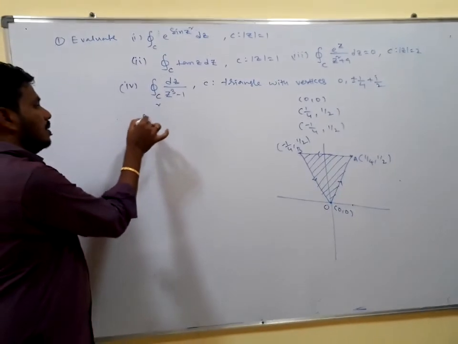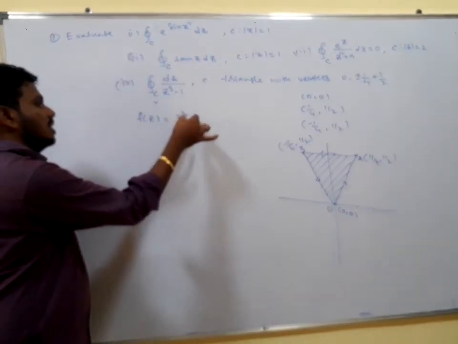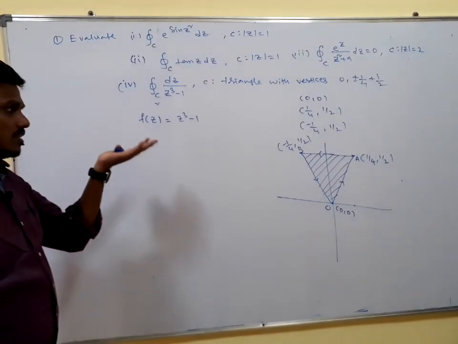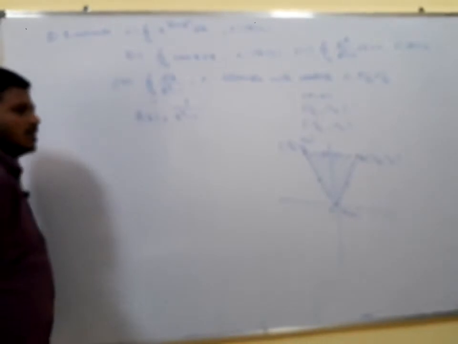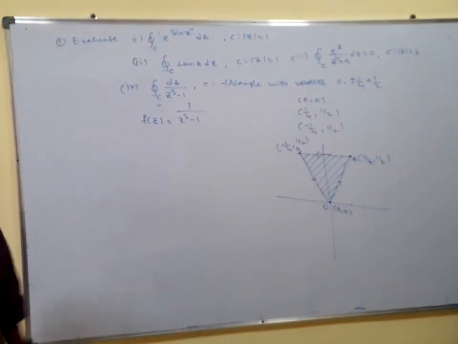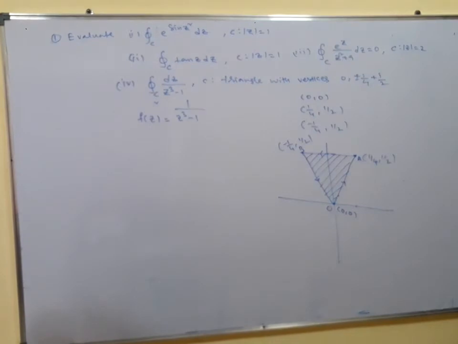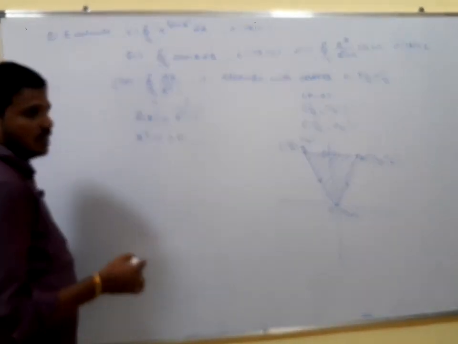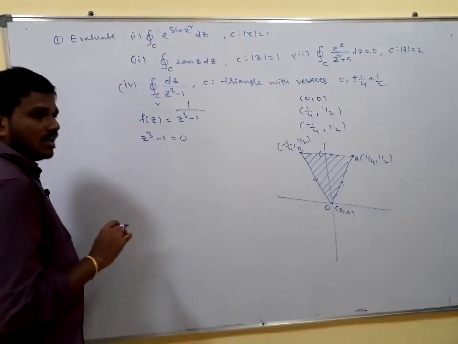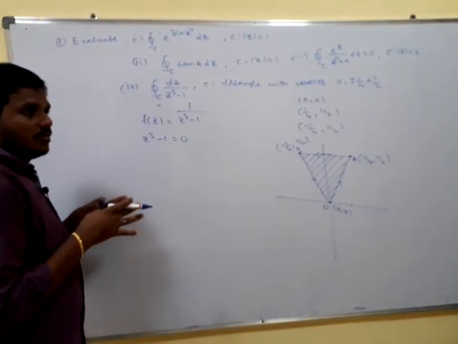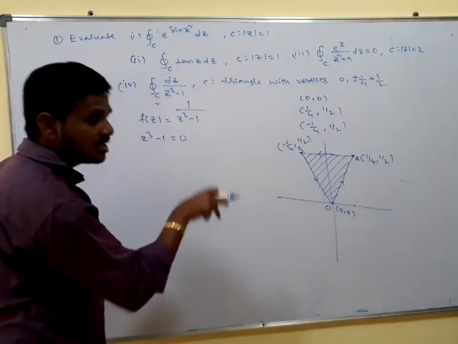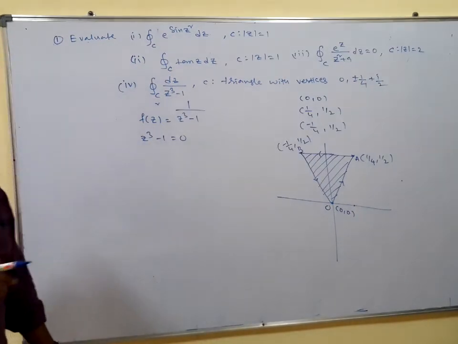Now in this problem I am going to take f of z equals 1 by z cube minus 1. It is analytic everywhere, but it is not defined for some values of z, that is where z cube minus 1 equals 0. At those points the function does not exist, and we should concentrate on that. But if the function exists at any value inside the simply connected domain, you may apply Cauchy's integral formula.